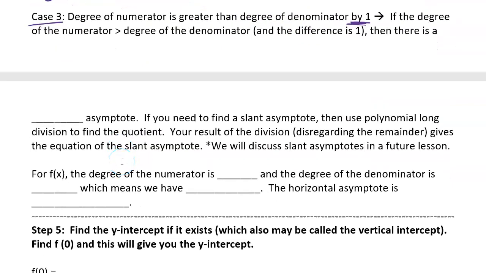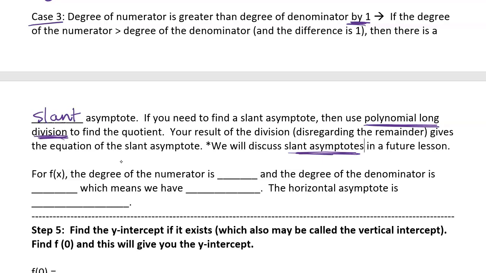So for this class, if the degree of the numerator is greater than the degree of the denominator by 1, then what we have is a slant asymptote. Now, if you need to find the actual equation of that line, then we use polynomial long division. That's that division that we used in a previous lesson. It's coming back and it's going to help us with some other things here. And we will discuss more about slant asymptotes in a future lesson.